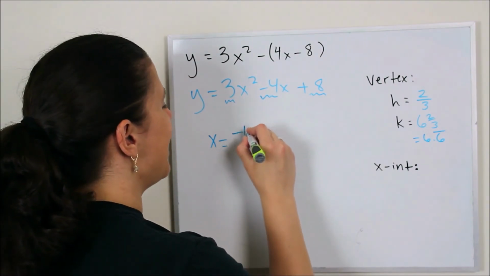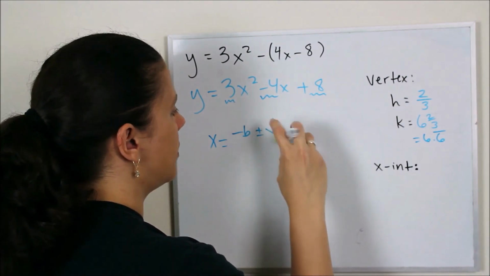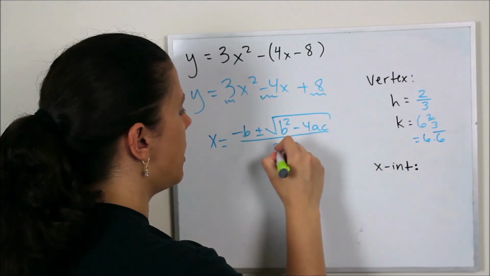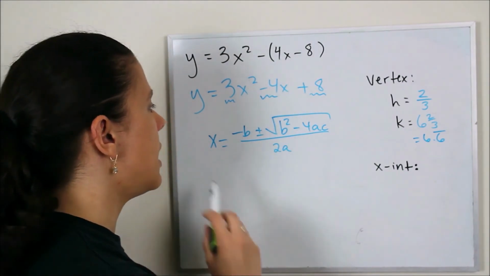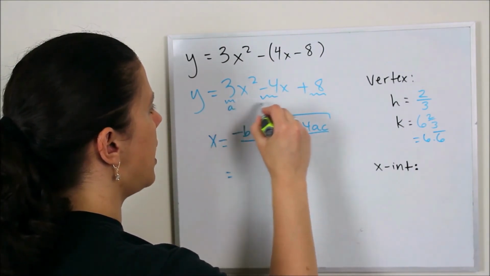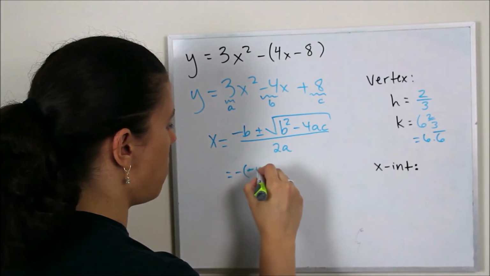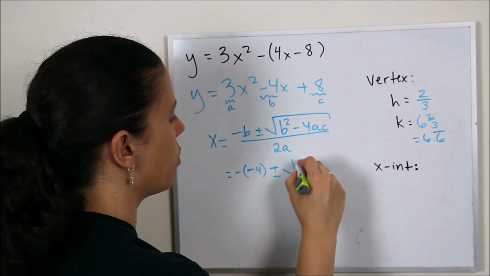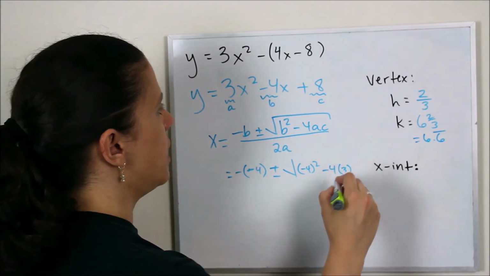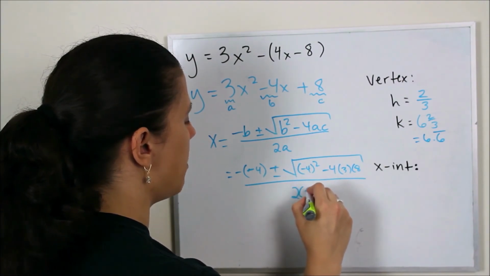Alright, x equals -b plus or minus the square root of b squared minus 4ac, all of that divided by 2a. That is the quadratic formula. If I substitute, this is a, b, c, I substitute here, this would be -4 again, plus or minus the square root of -4 squared minus 4 times 3 times 8. All of that divided by 2 times 3.